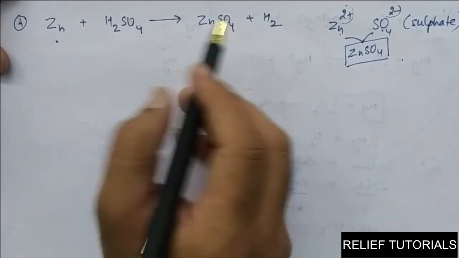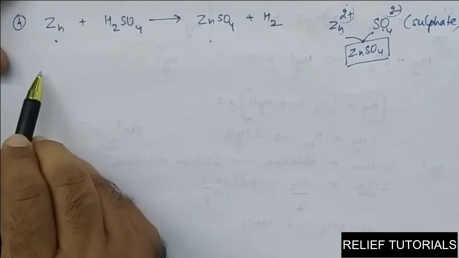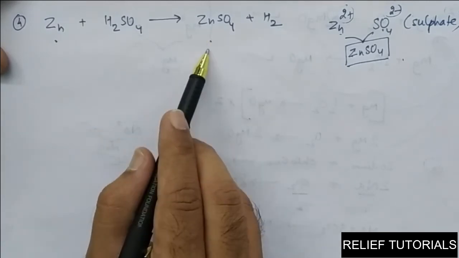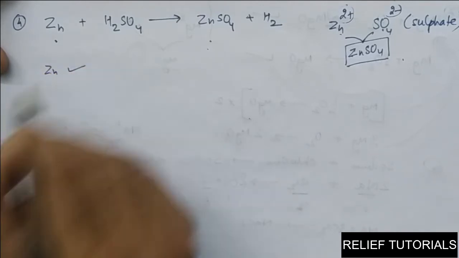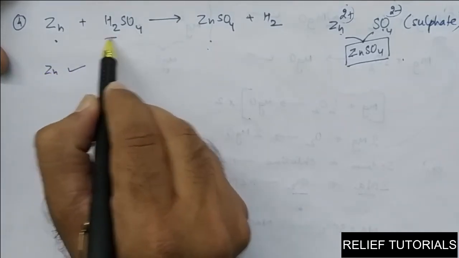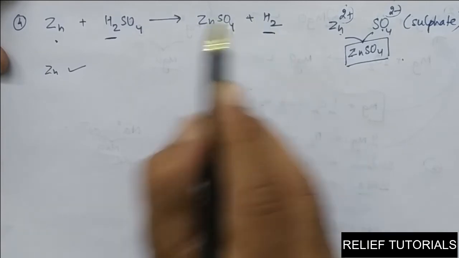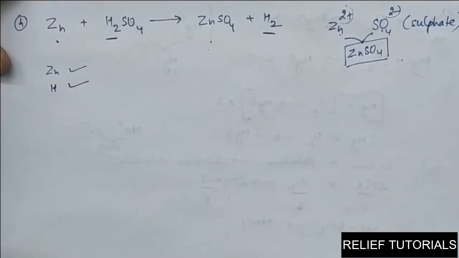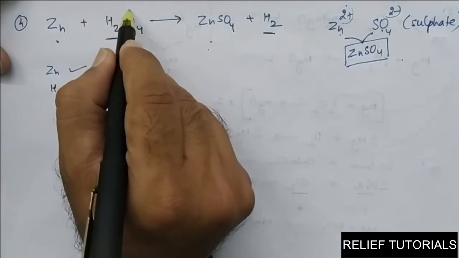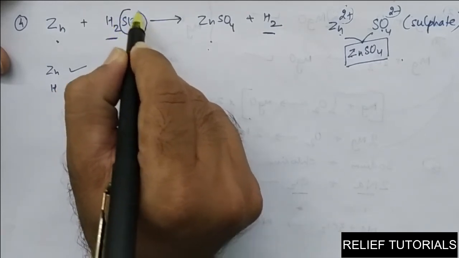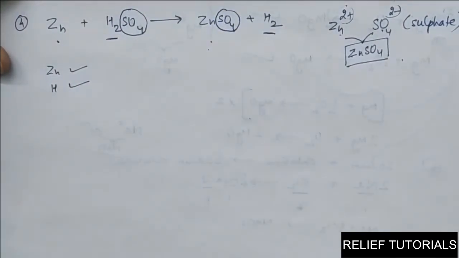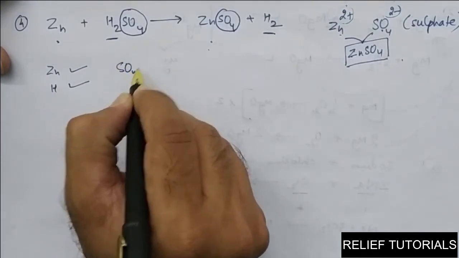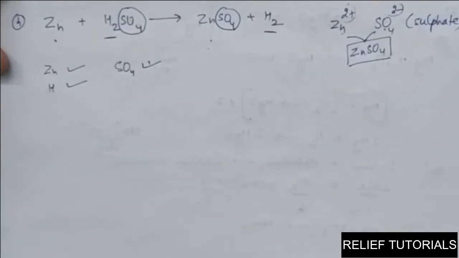Now calculate the number of atoms. Zn 1, 1, balanced, so Zn is balanced. H2, H2, so hydrogen is also balanced. Combinedly, if you see SO4, so it is also balanced. So everything is balanced. So the equation is already balanced.